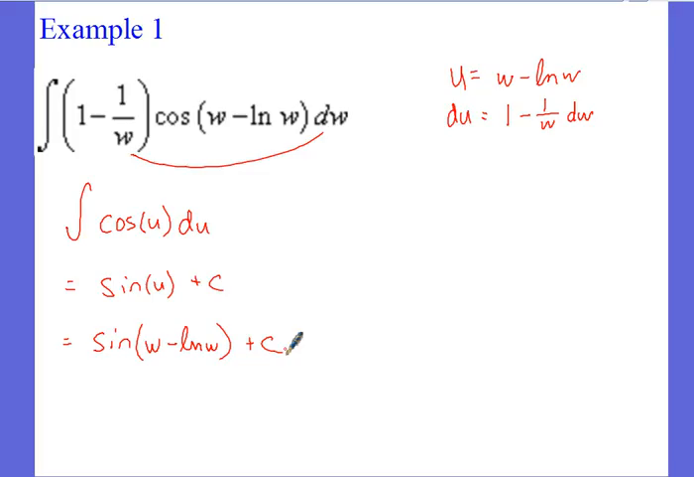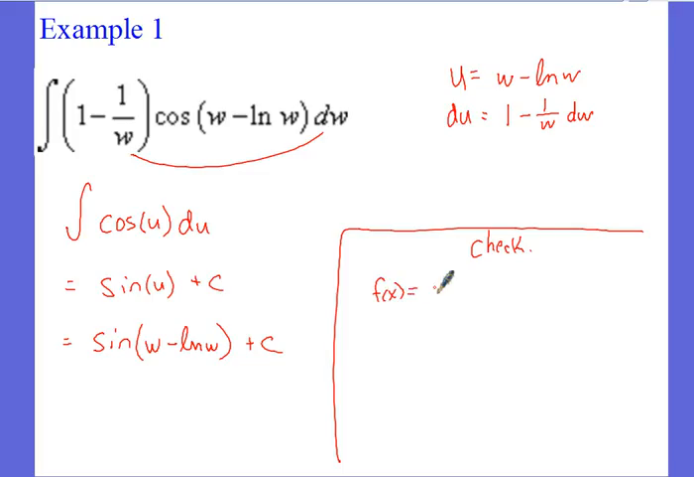Let's check to make sure we're right. How would I check that? Take the derivative of this. So here's my original. My original is sine of w plus ln of w. Okay? And then I can add a constant. It doesn't matter, it's going to go away, right? But so then here, you're saying this is your original. What would be your derivative? Or, I'm sorry, f of w, whatever.